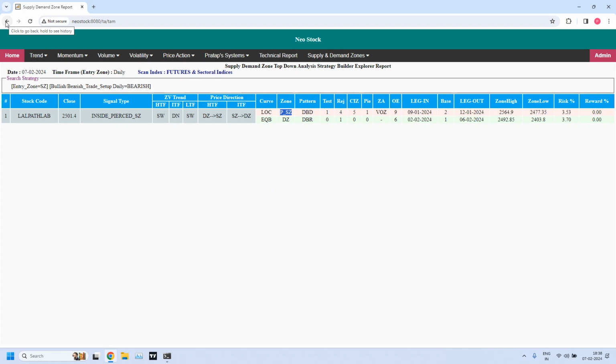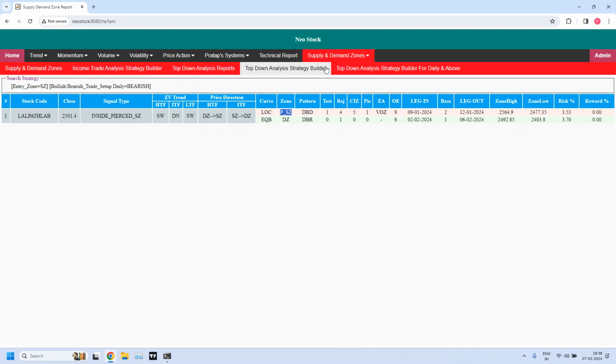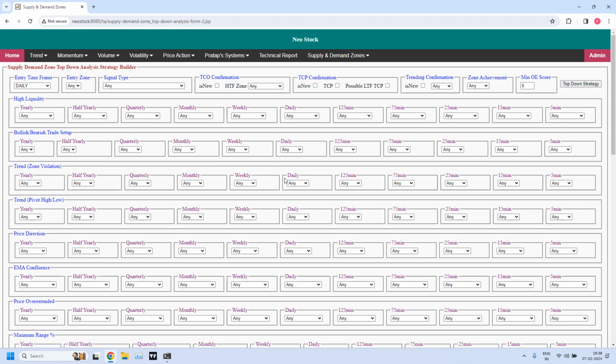So let's go back. Now we have to generate weekly income trade, bullish trade setup. Now we have completed monthly income trade, bullish and bearish. Now third one is weekly income trade, bullish trade setup.